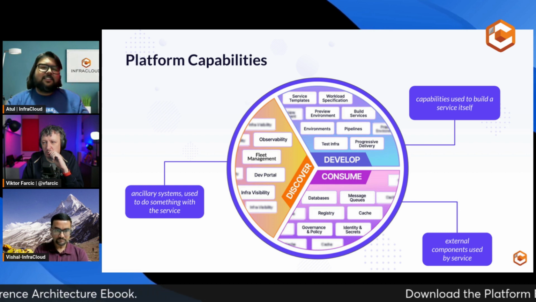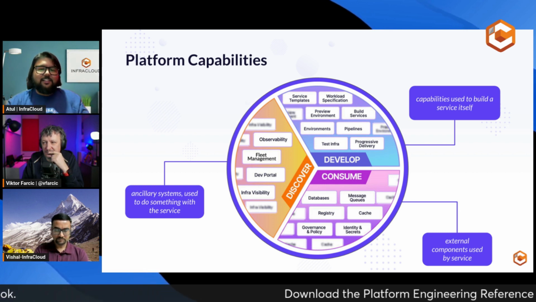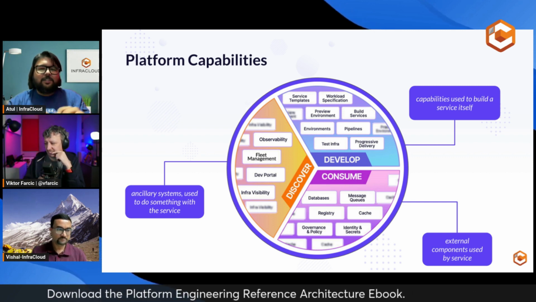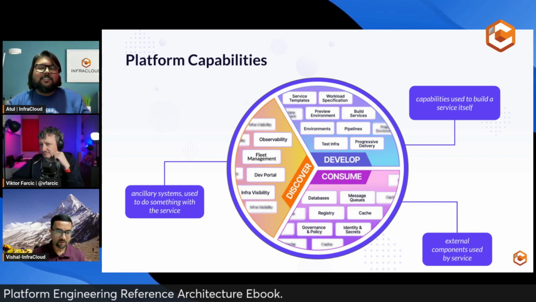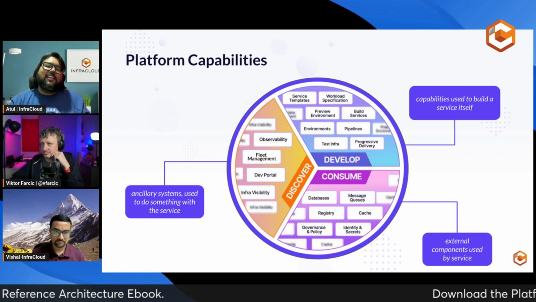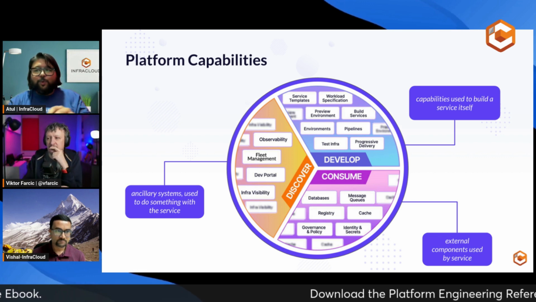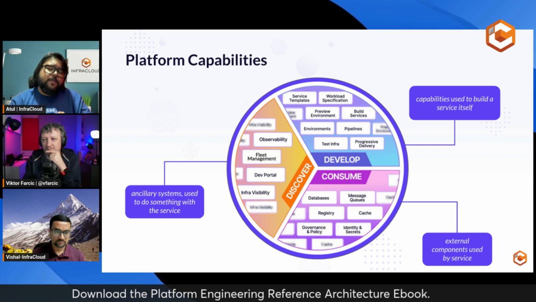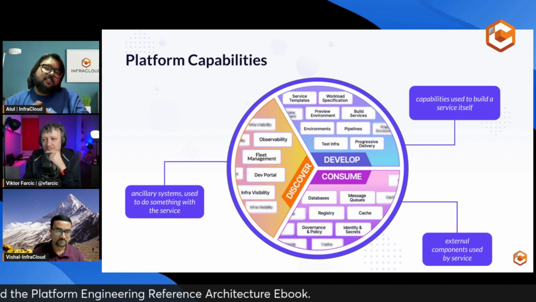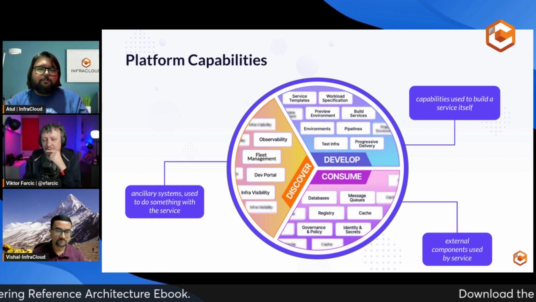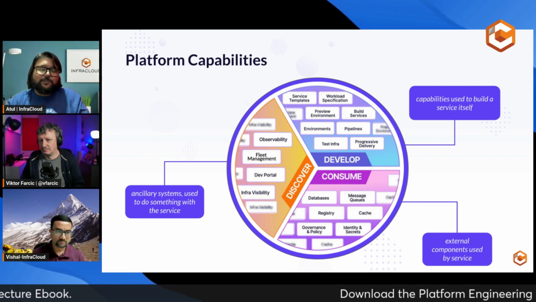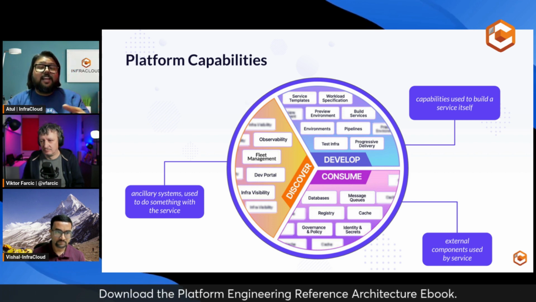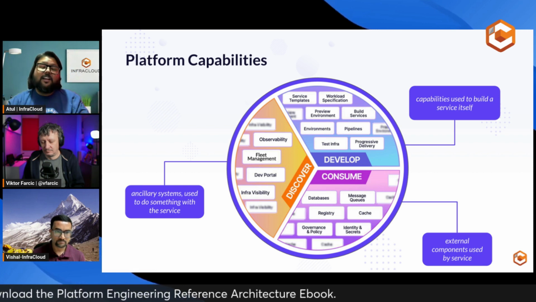All the capabilities that your team requires to build a service itself will fall under the develop category. So things like service templates, workload specifications, environments, progressive delivery, pipelines. These are capabilities that your platform must provide to ensure that your developers can actually build the service. At the next level, there are certain external components that a service would be using for its regular functioning, and this is where things like message queues, registry, databases come into the picture. These are consumed, and hence they are put into the consume bucket.